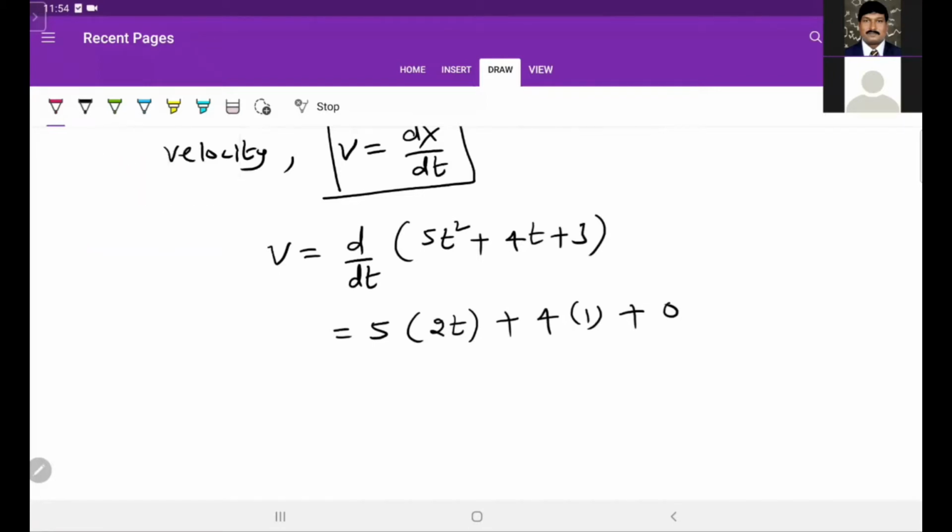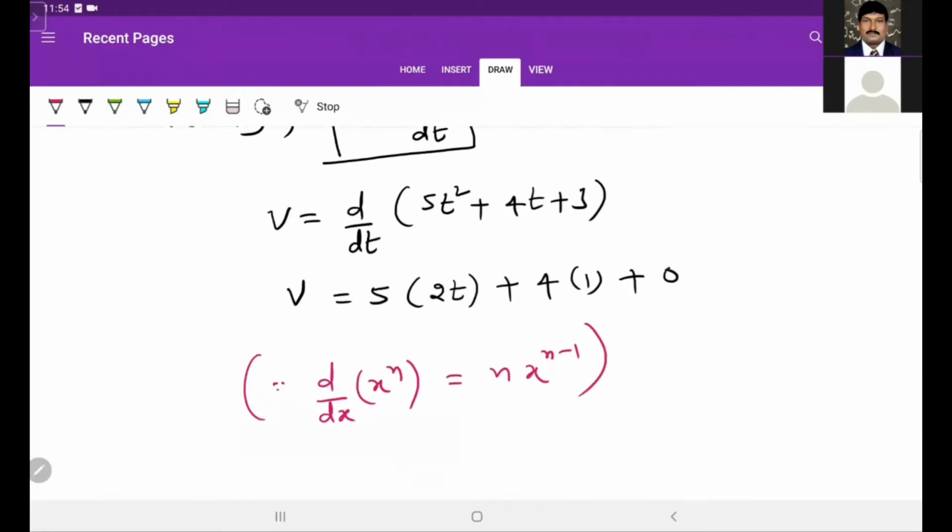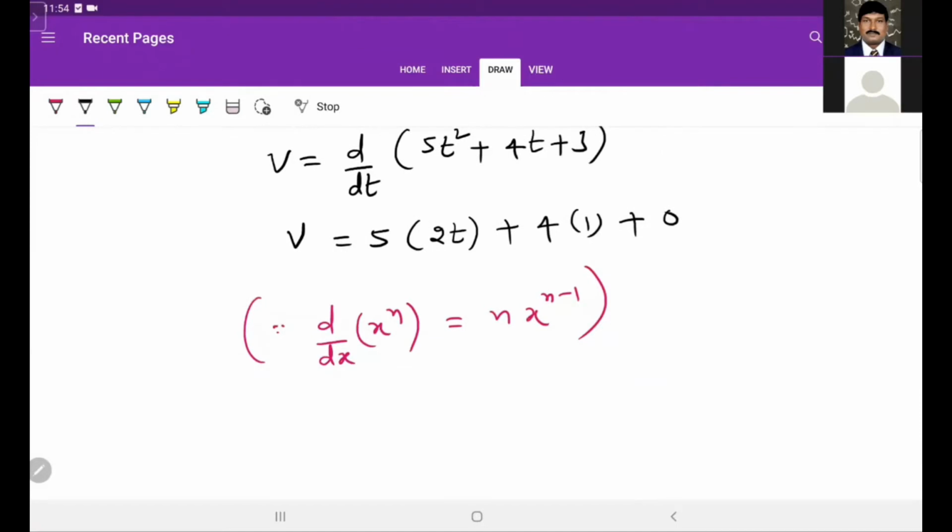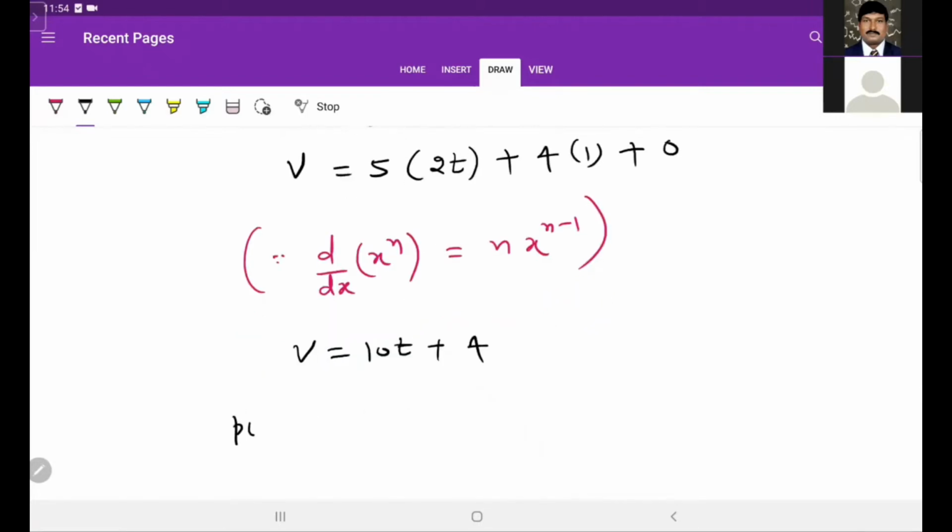Here I used this mathematical formula: d by dx of x to the power of n is equal to n into x to the power of n minus 1. I used this formula here. So finally v is equal to 10t plus 4. Put time t 0. At time t 0, what is the velocity? 4 meter per second. We are getting positive sign, plus 4.